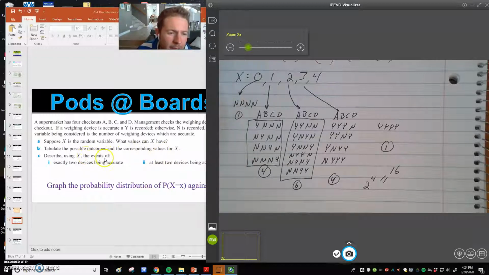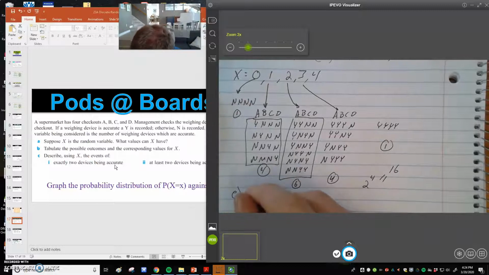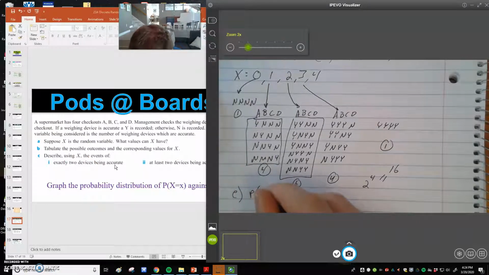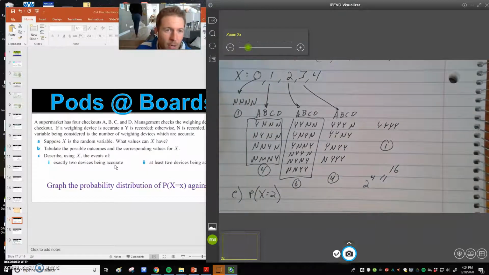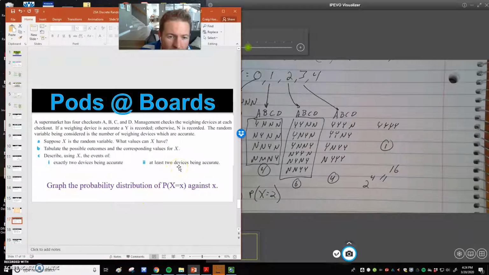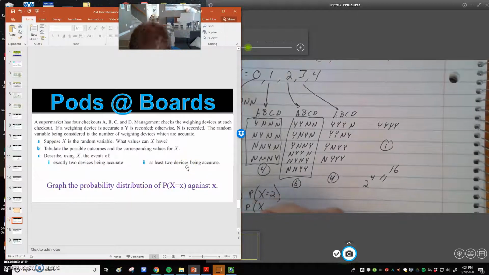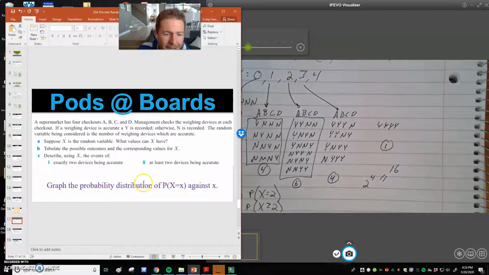Describe using X the event of exactly 2 devices being accurate. Well, what that means here for part C is just asking you to write this notation. Probability that big X equals, what is it, exactly 2. So just probability X equals 2. That's all they're asking for there. This next question, at least 2 devices being accurate. Well, for this one, that's a probability X at least 2 are accurate, so greater than or equal to 2.